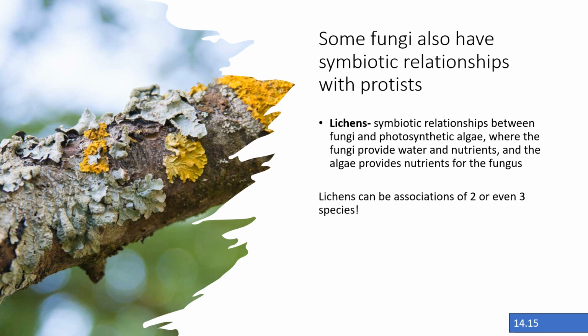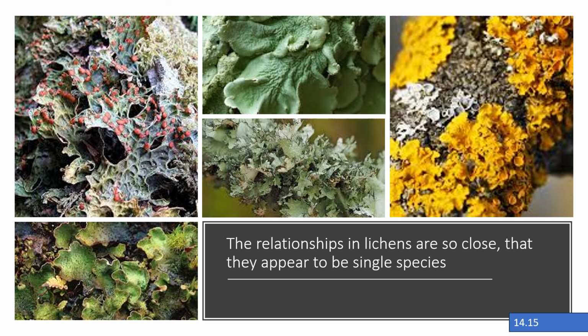The fungus provides water and helps break down nutrients, while the algae undergoes photosynthesis to provide sugars for nutrition. The protists and fungi that form these relationships are almost always found together and usually can't live without each other. Because of this, they are often treated as single species, even though they are made up of multiple species.